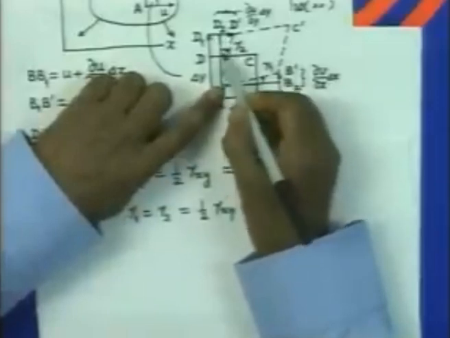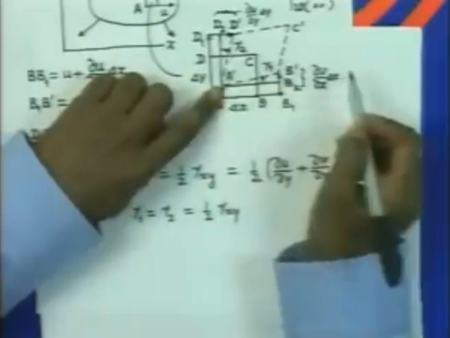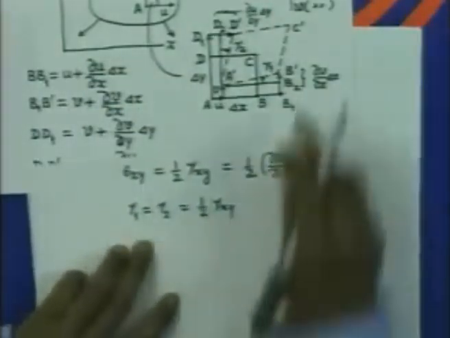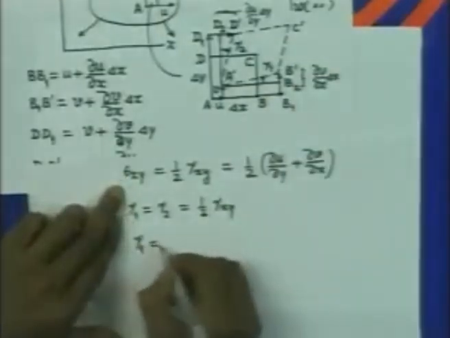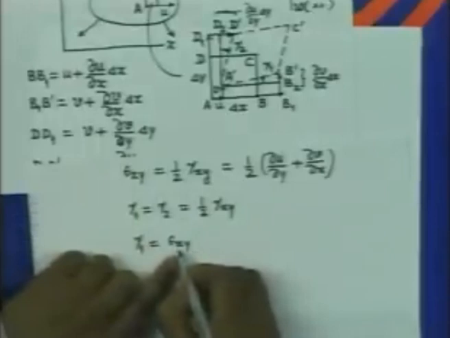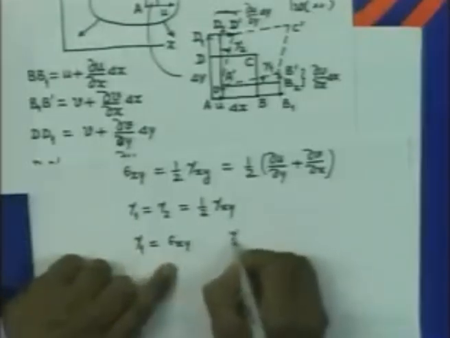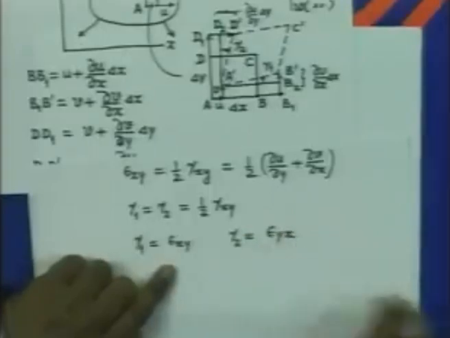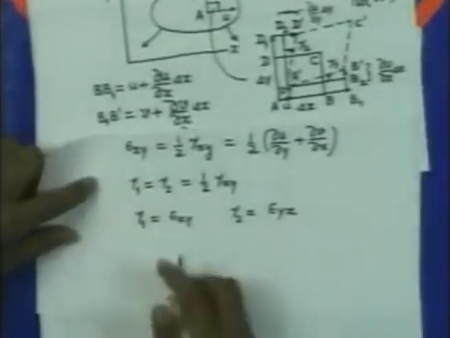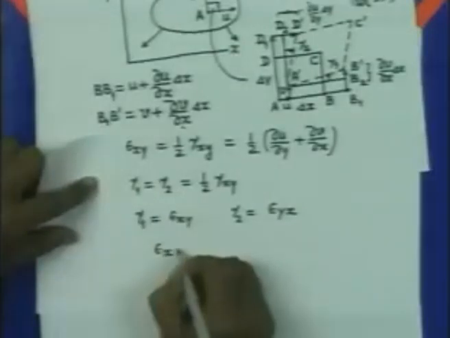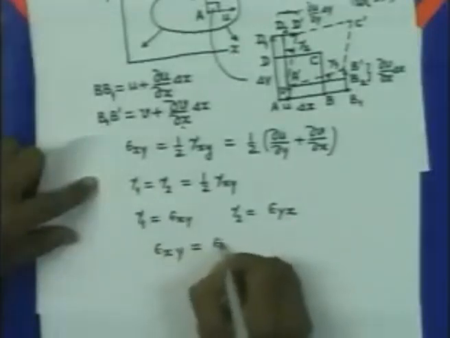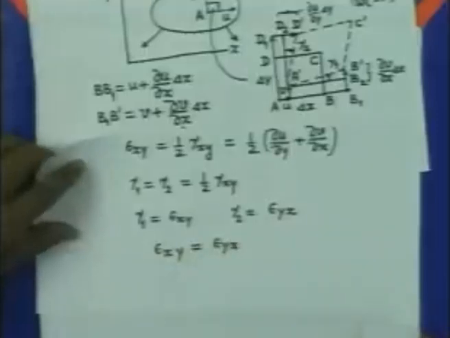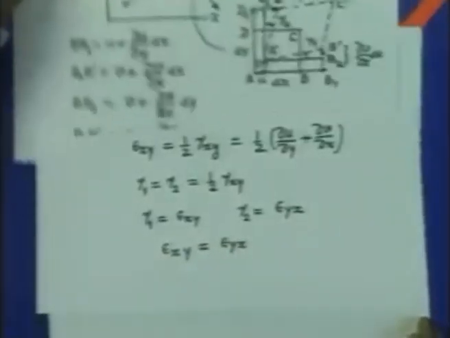Similarly, this gamma 2 can be considered to be the rotation of the y axis in the x direction, and therefore we represent them by symbols. Gamma 1 is nothing but epsilon xy, rotation of the x axis in the y direction, and gamma 2 is the rotation of the y axis in the x direction. So these are the tensorial shear strains, and in fact, since gamma 1 equals gamma 2, we have shear strain epsilon xy equal to epsilon yx.